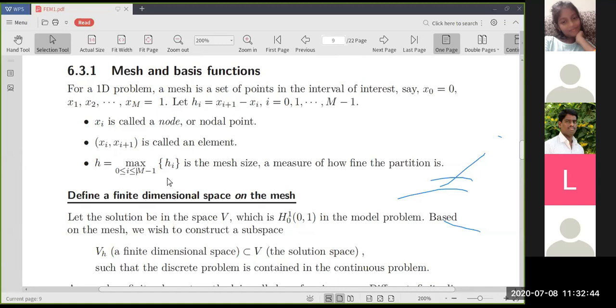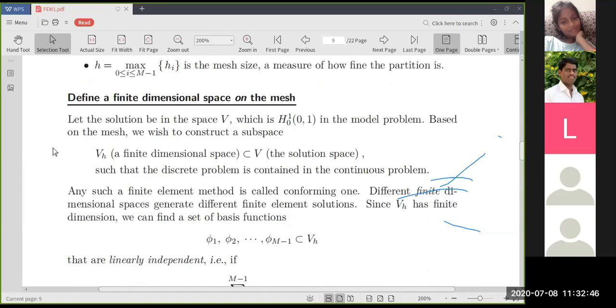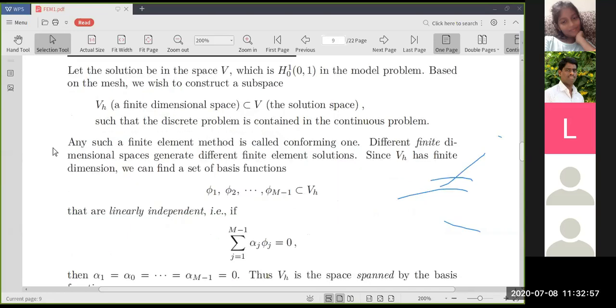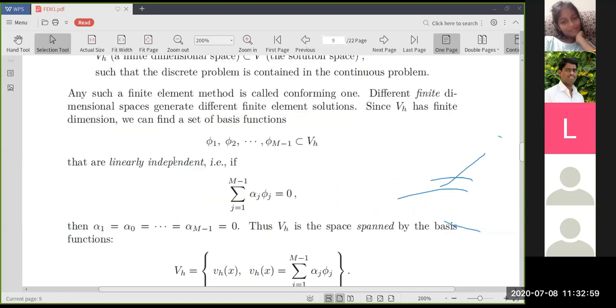Then we are trying to define a finite dimensional space. VH is a finite dimensional space. So we are constructing a basis for this finite dimensional space, phi 1, phi 2, etc., phi m minus 1, which are contained in VH and are linearly independent.